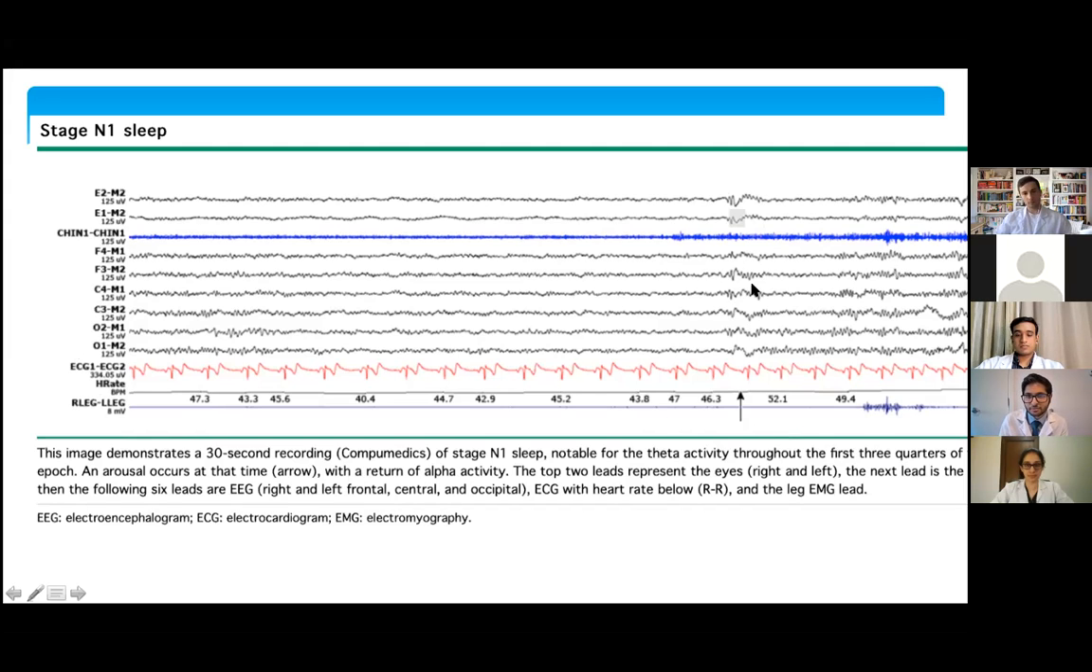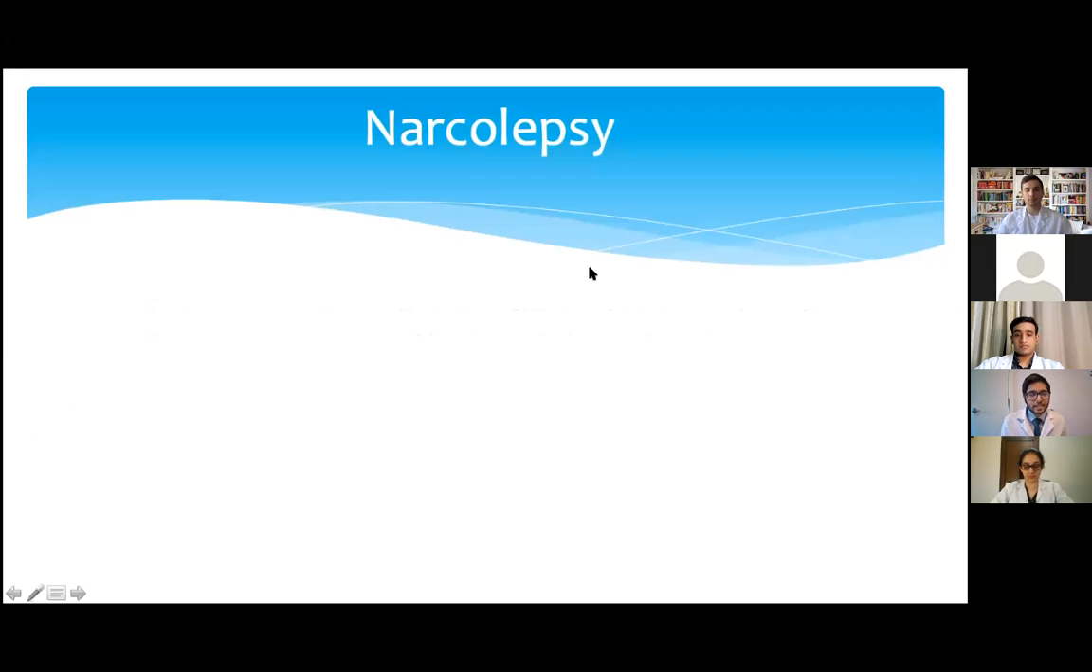And this is when the patient briefly got up, since this is just stage N1 sleep. And now I'll briefly talk about a few conditions, common or interesting ones. I'll talk briefly about narcolepsy.